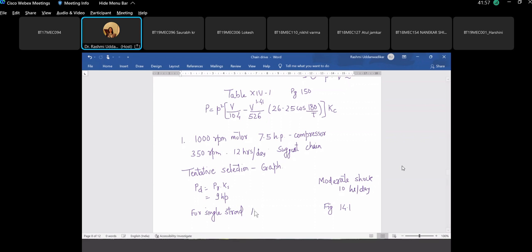What is the pitch? How many number of teeth? For chain number 50, what is the pitch given? Number of teeth, 21. Pitch is 15.875 mm.